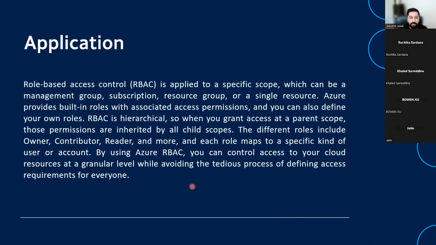Now coming to the application of RBAC. Role-based access control is applied to a specific scope. Again, this is a very good thing to look at. You have a scope which can be managed, which can be a management group, subscription, resource group, or a single resource. If you remember from our session 1, I believe, we talked about resources. A resource is anything that can be deployed or provisioned. For example, a database instance, a virtual machine, a networking group, a security group that is like a firewall, a storage account. These are all resources. When you have multiple resources that you put together, that becomes a resource group.